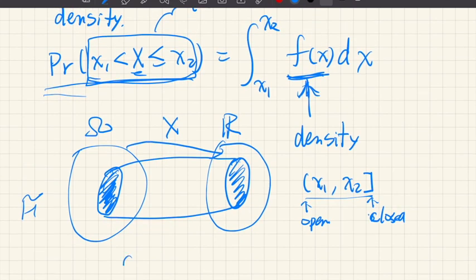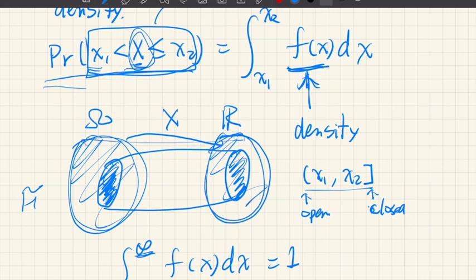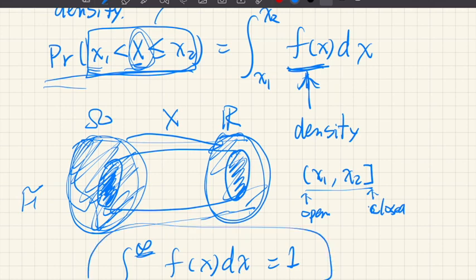Right? So if we integrate this density function from negative infinity to positive infinity, it should be 1, because that interval includes all possible values of the random variable. So that should be the entire space, entire sample space. So the probability of the entire sample space is 1. So this should hold.